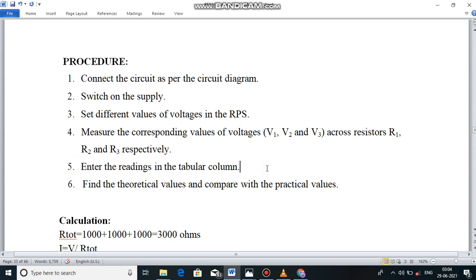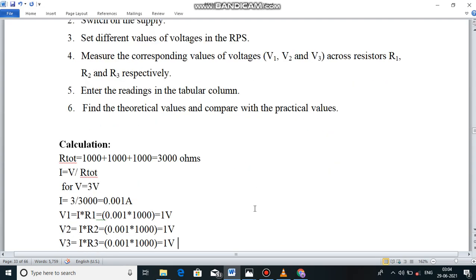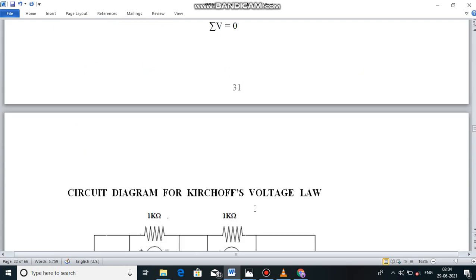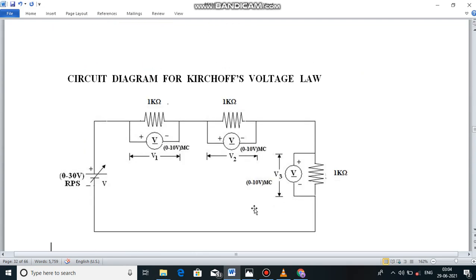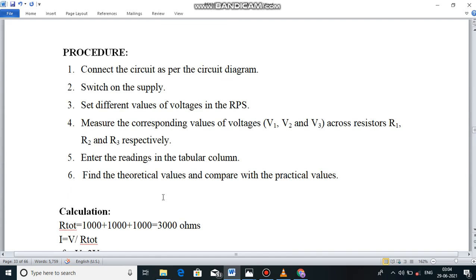So this will give you the practical value. You have to compare this practical value with the theoretical value. For theoretical calculation, as we know, in the circuit you have these 3 resistors connected in series. So if 3 resistors are connected in series, you have to add the 3 resistors. This is what you have done here.